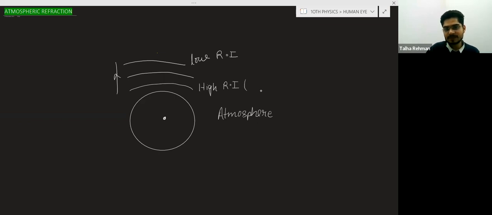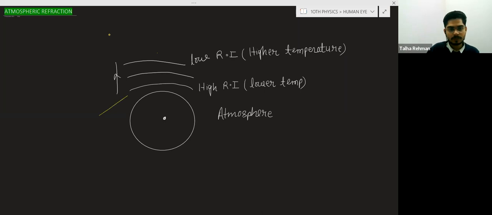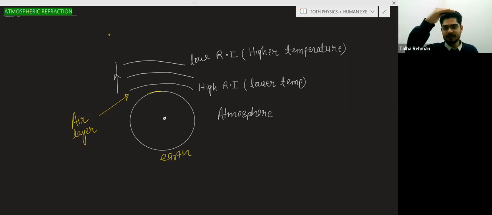Why does this have high refractive index? Because this layer will be at lower temperature, and this layer will have higher temperature. And these are the air layers. And this is the earth, and basically this is the surface of the earth. These are different layers when you will go up.